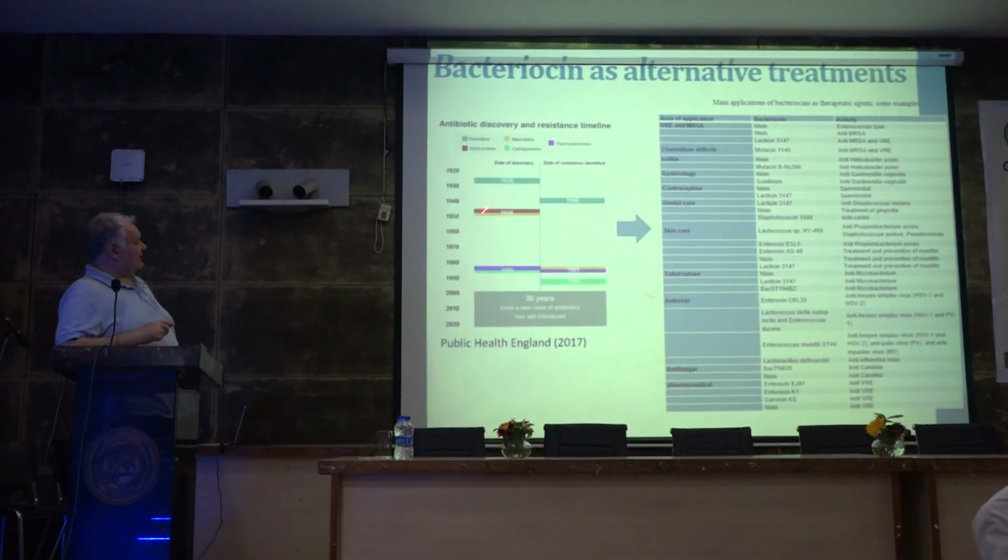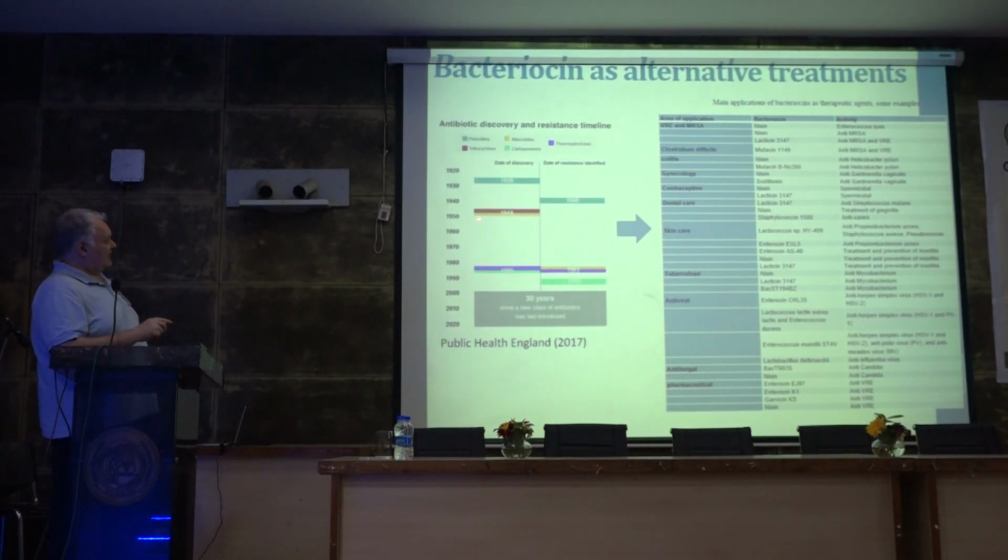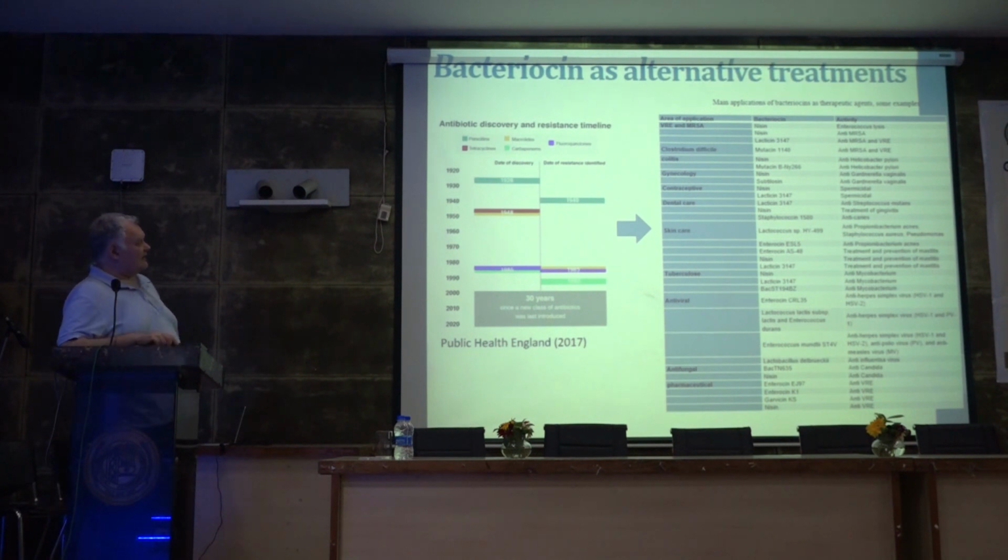If you look here at the antibiotic discovery and resistance timeline, when an antibiotic was discovered, already 12 years later you had resistance. Then you have more antibiotics and again resistance. These days we can have some alternatives. We can have several bacteriocins, listed here, and they can be applied in different processes against resistance to different diseases. I mean, we have areas of application such as vancomycin-resistant and methicillin-resistant Staphylococcus aureus.